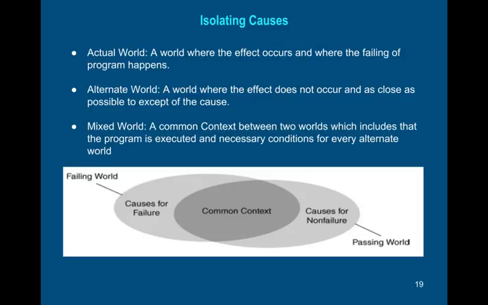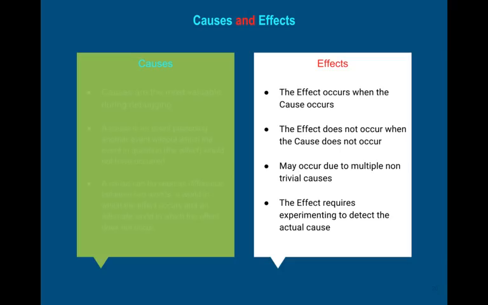And now we have the mixed world, which is a common context between the two worlds, which includes that the program is executed and the necessary conditions for every alternate world. So we have the world that has the problem, and we have an alternate world that is very close to that world, where the problem does not happen, and we have the common context, which is the middle ground between both, and the picture down here explains that more.